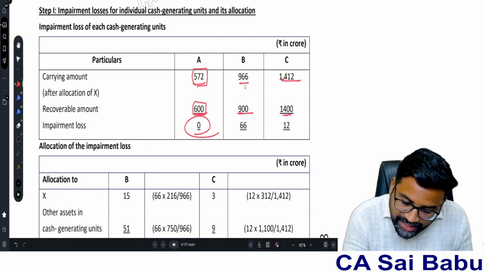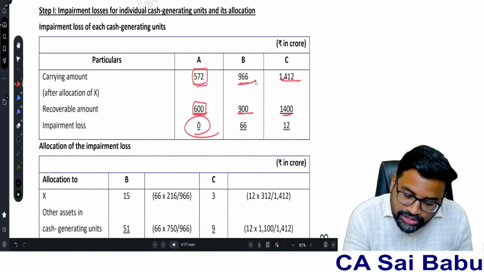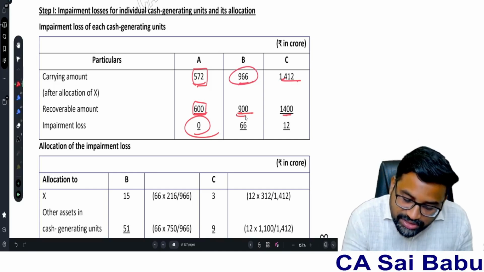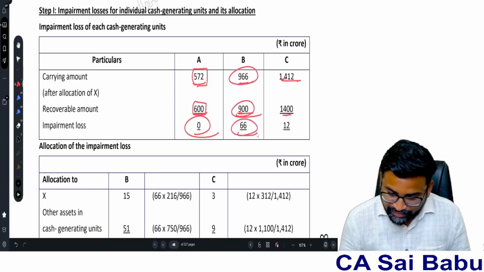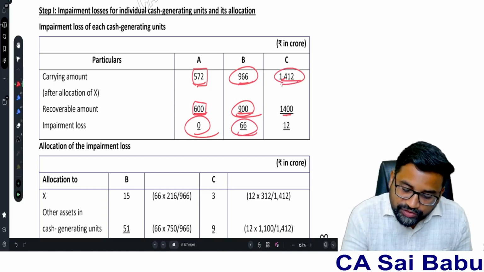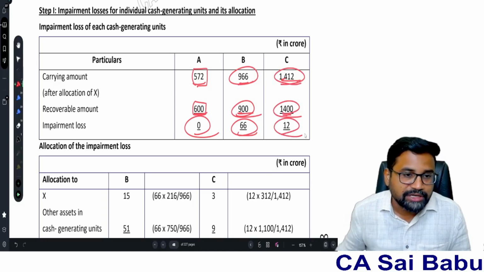Now come to B, 966, 900. Because you are showing 966, but actually recoverable value is 900. So impairment loss is 66. Similarly, come to C, 1412. Okay, 1400 is the recoverable value. So 12 is the impairment loss.